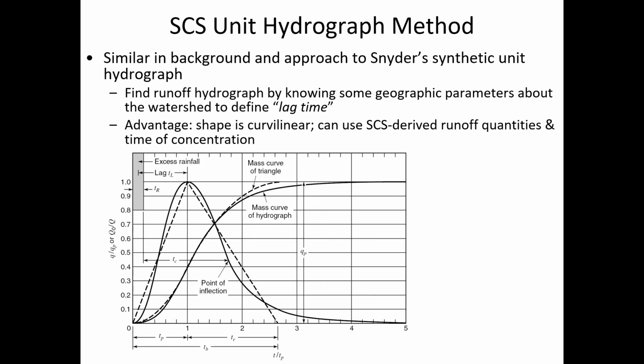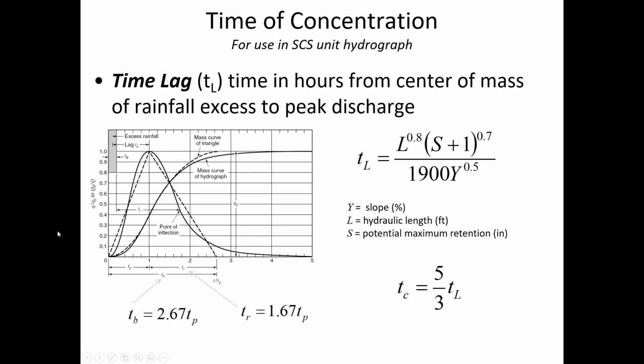The advantage of using this approach is that it can be applied to any watershed that you have the SCS data for. And the data that we need to calculate the response of a watershed to a storm is going to be the hydraulic length. So that is a measure of the largest stream in the watershed. The S, the maximum retention that comes from the curve number. And remember, curve number is a reflection of both the soil type and the land use.